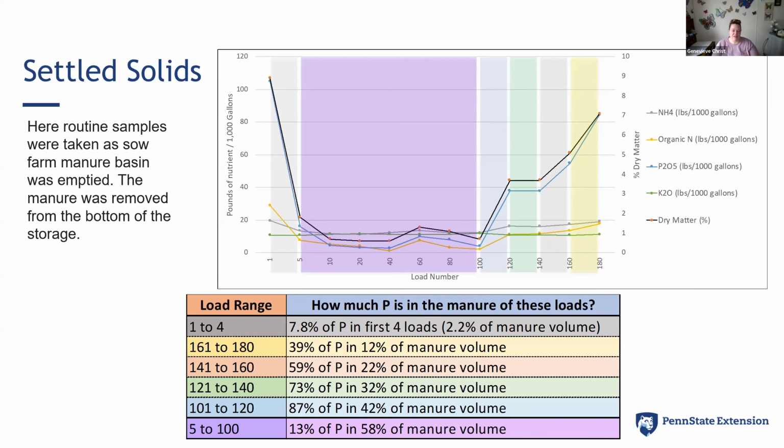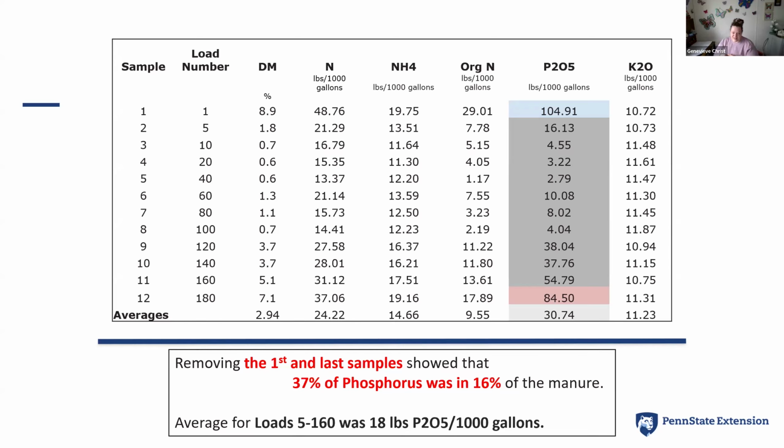And again, this is just another example of that data. This is from a different set of research. But if you remove the first sample and you remove the last sample, 37% of the phosphorus was in 16% of the manure. That's a lot of variability, because our first load out has 104 pounds per 1,000 gallons. But then the next subsequent loads, 5 through 160, average only 18 pounds of phosphorus per 1,000 gallons. So there is just a lot of variation and variety, and these are things to take into consideration.